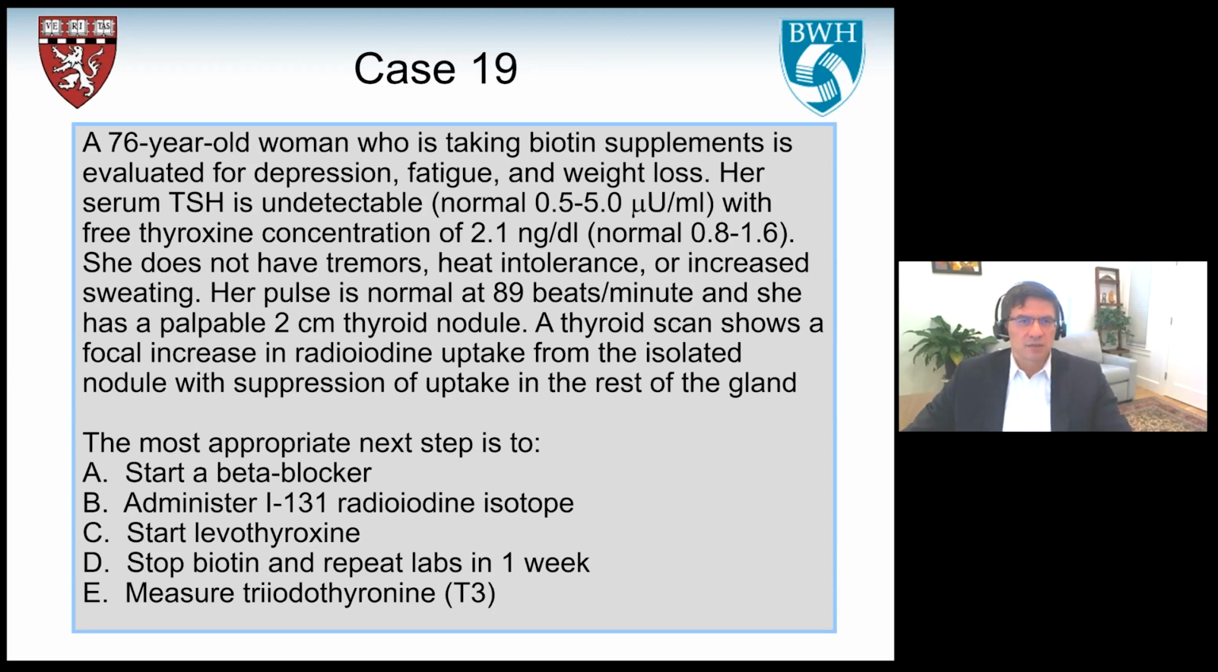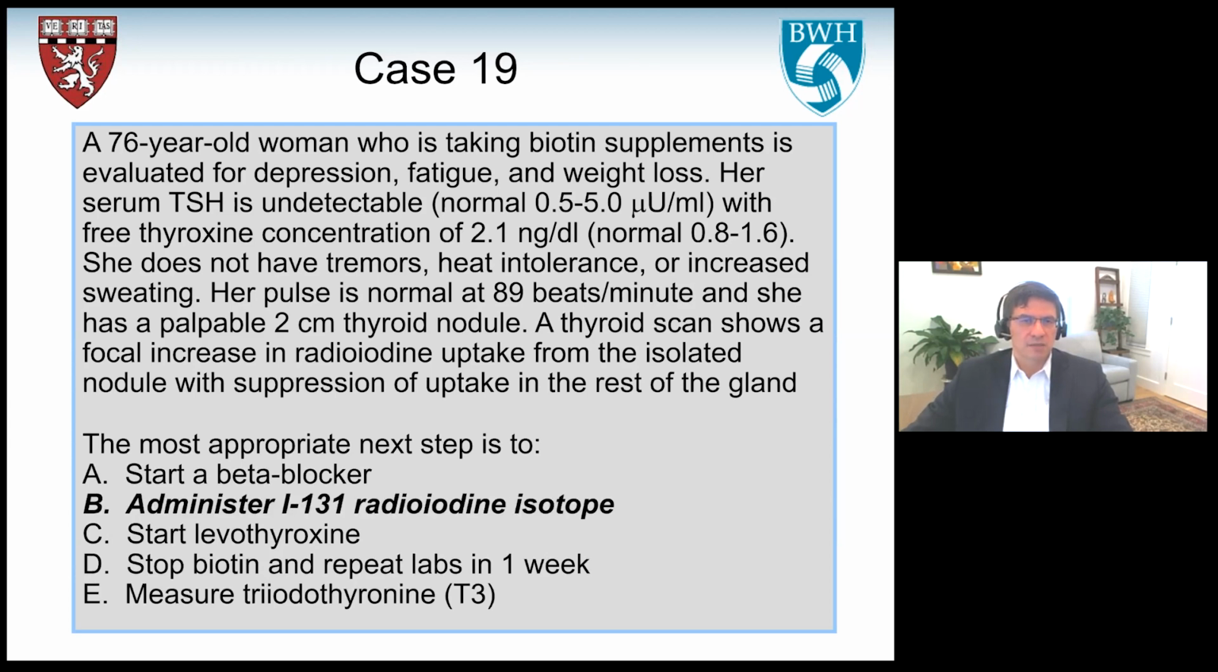A thyroid scan shows a focal increase in radioiodine uptake from the isolated nodule, with suppression of uptake in the rest of the gland. The most appropriate next step is to A, start a beta blocker, B, administer I-131 radioiodine isotope, C, start levothyroxine, D, stop biotin and repeat labs in 1 week, E, measure triiodothyronine or T3, and the right answer is B, administer I-131 radioiodine isotope.